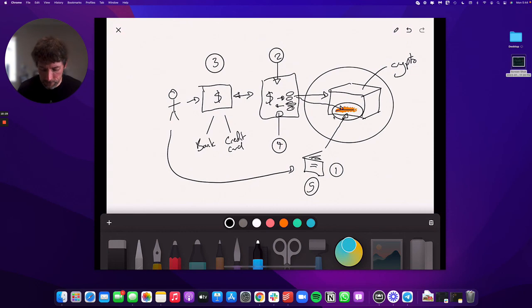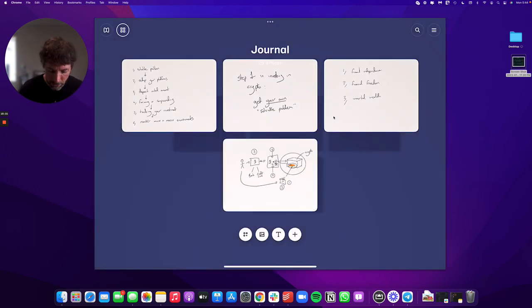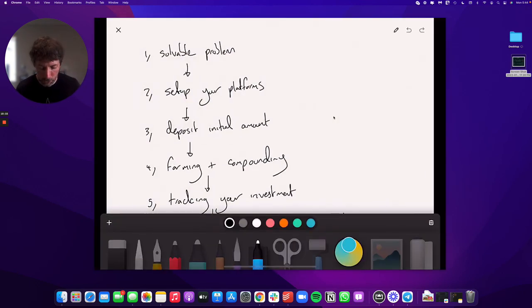And then the next video after this one, let's go back and check, is going to be, so number 3 was deposit your initial amount. I've just talked about that. You've got your solvable problem. Deposit your initial amount, change it into tokens. Make sure you're picking the right token for the project that you go into. Farming and compounding is the one I'm going to be recommending in my next video. And so I'll share that with you in the next video, so you can see how to navigate into that environment to be able to then start investing in that environment.